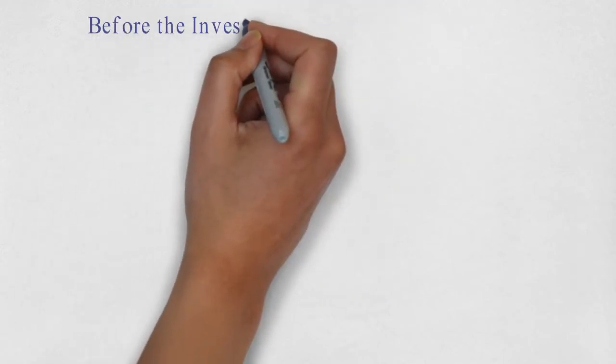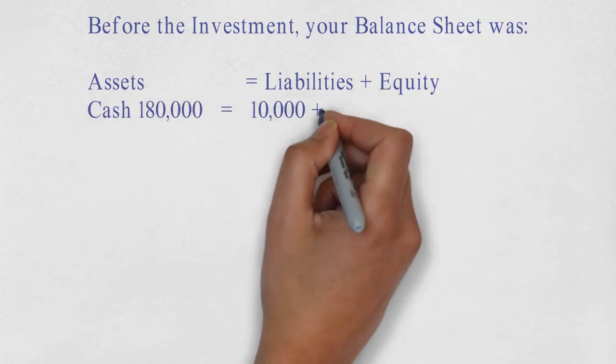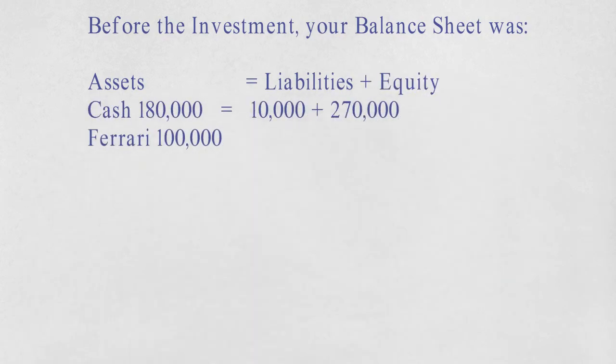Now before the investment, your balance sheet looked like this. You had cash worth of $180,000 sitting on your assets, and your Ferrari still has the same value of $100,000. Your liabilities is $10,000 and you have $270,000 sitting on your equity.